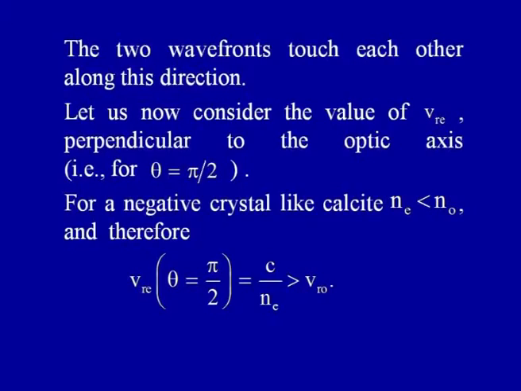For a negative crystal like calcite, n_E is less than n_O, and therefore, V_E for this direction θ equal to π/2 is equal to c/n_E, which is greater than V_O. In this case, the minor axis of the ellipsoid will be along the optic axis and the ellipsoid of revolution will be outside the sphere.